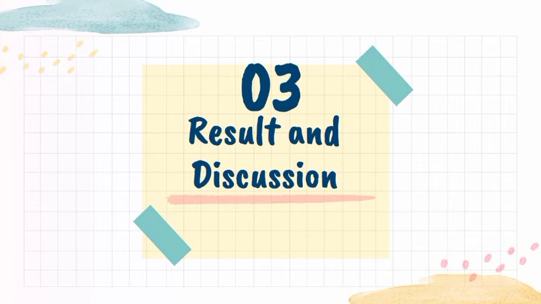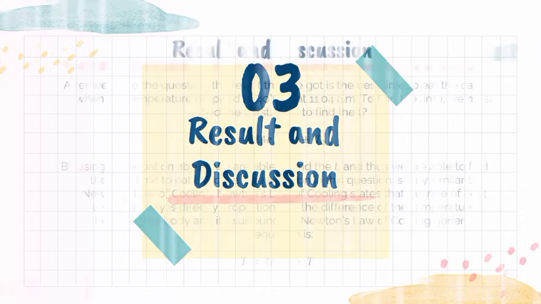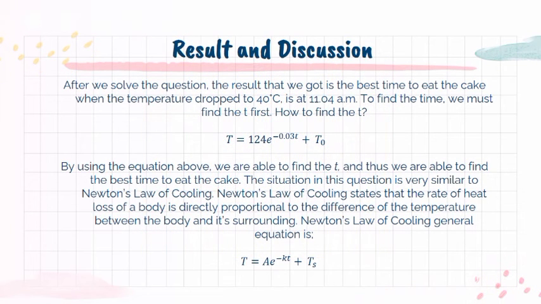Result and discussion. In this part, I will explain to you guys regarding the result and discussion of the topic. After we solved the question in the previous part, we found out that the best time to eat the cake is at 11:04 am. To obtain the result, first we must find T using T equals 124 e to the power of minus 0.03t plus Ts.